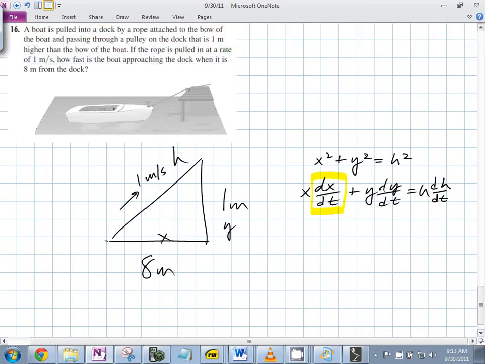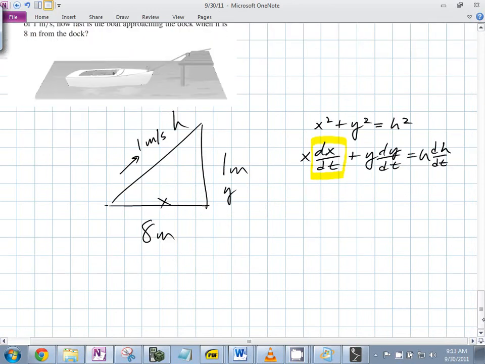So first of all, do we know x? Yeah, we know x is 8, right? What's y? 1. What's dy/dt? 0. What's h? Square root 8. Thank you. And what's dh/dt? 1.